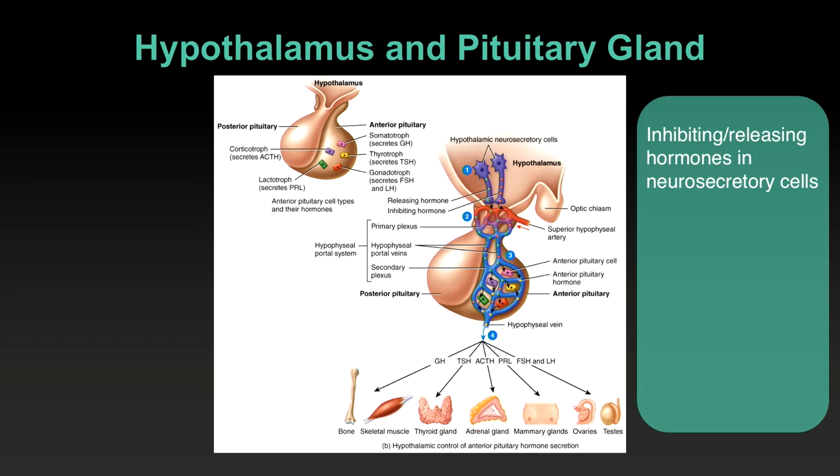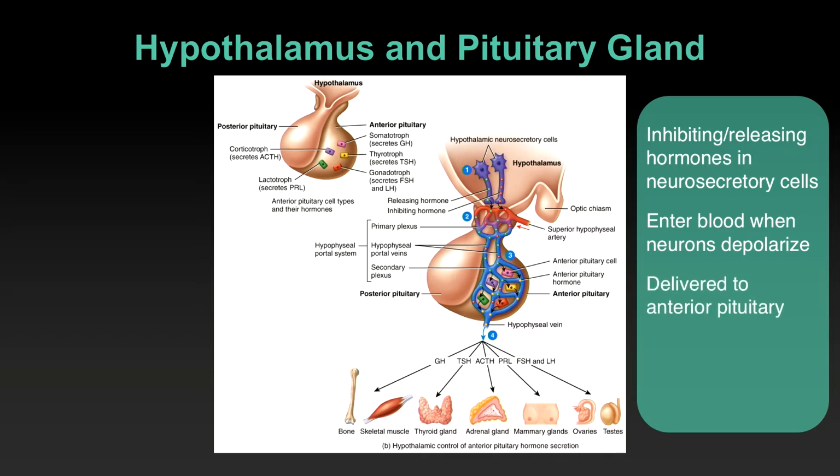So these specialized neurons are activated for some reason, and they release inhibiting and releasing hormones into the portal system. They enter the blood whenever the nerves depolarize, just like acetylcholine would. They're stored in vesicles at the end, and then when the action potential arrives, they're released, just like a normal synapse. These enter the blood, and because this portal system goes directly to the pituitary gland, they're carried into this inferior hypophyseal plexus that covers the anterior lobe of the pituitary.